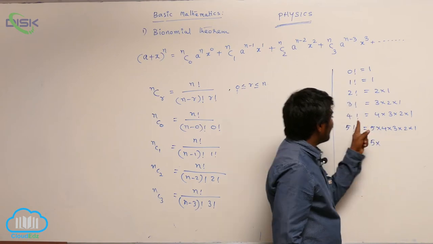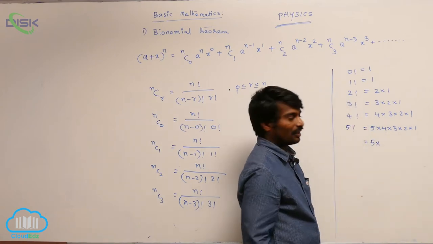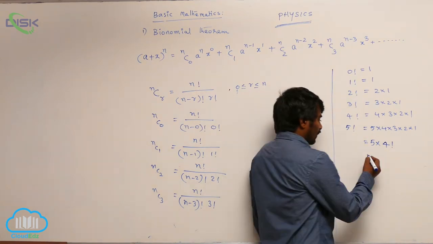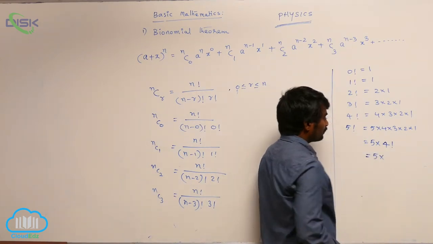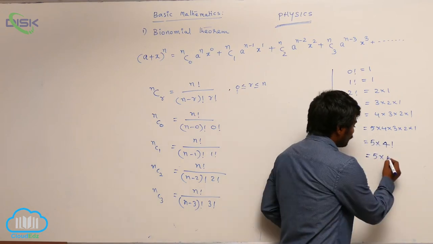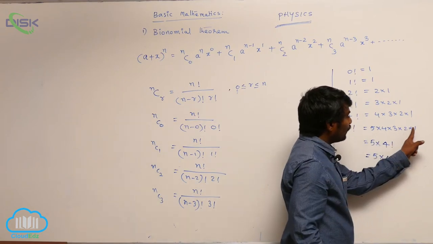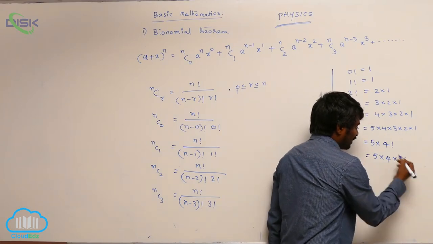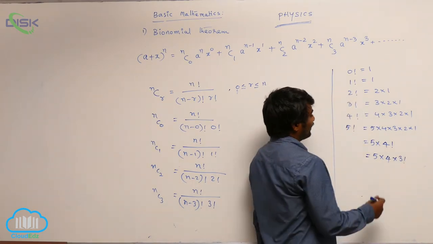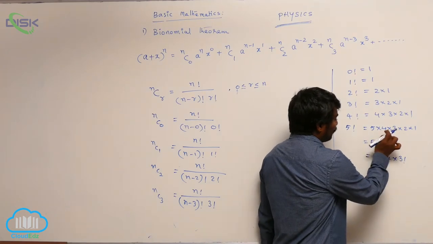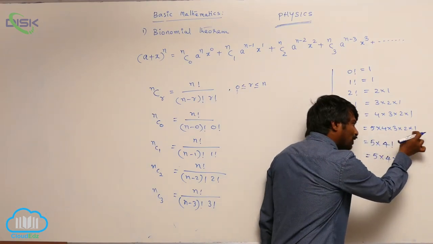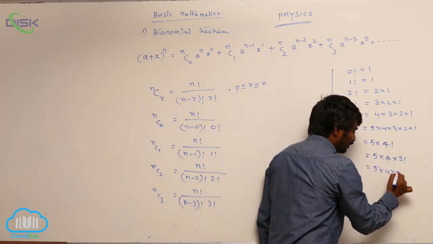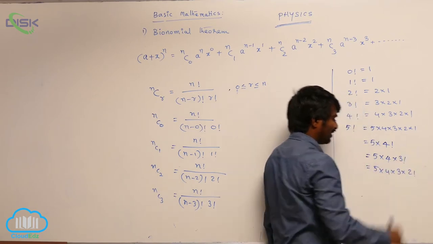And one more thing, 5 into 4 into 3 into 2 into 1, can I write it as 4 factorial? Yes, we can write it as 4 factorial. Or 5 into 4 into 3 into 2 into 1, I can write as 5 into 4 into 3 factorial. Again, 5 into 4 into 3 into 2 into 1, I can write it as 5 into 4 into 3 into 2 factorial, like this.